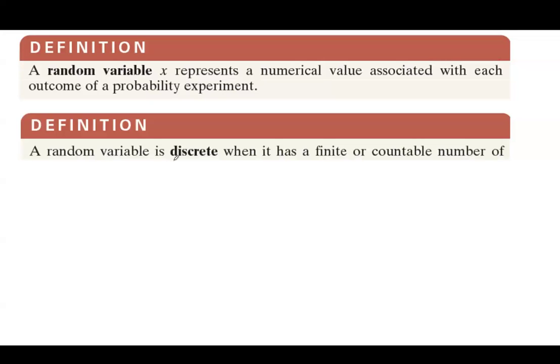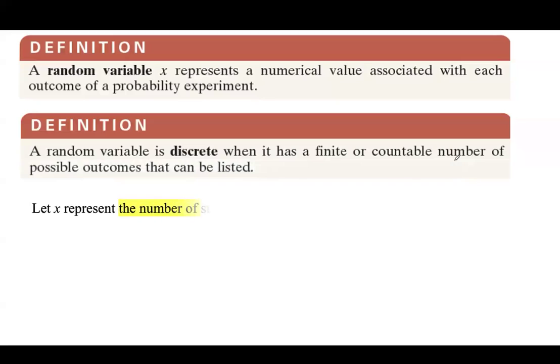A random variable is discrete when it has a finite or countable number of possible outcomes that can be listed. For example, x represents the number of students in this class. I can easily count them: 1, 2, 3, 4, 5. It stops at some point. The key words are "the number of."